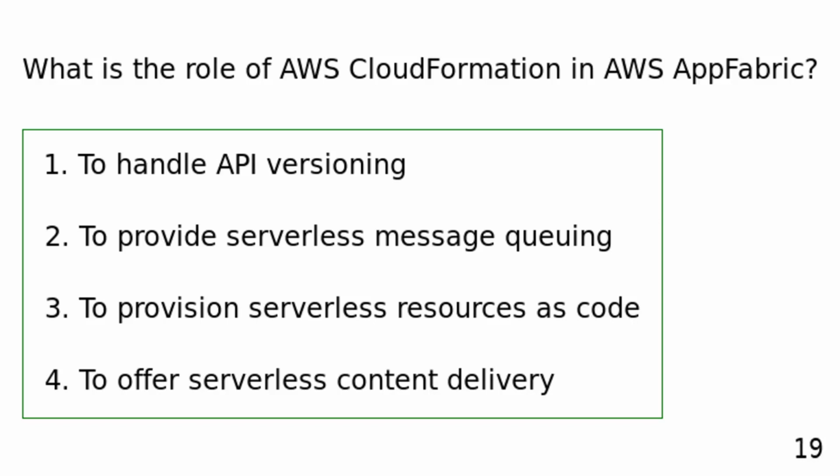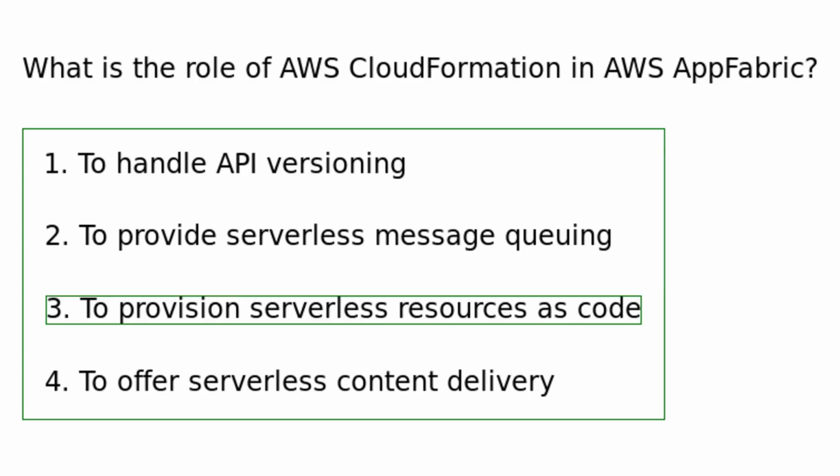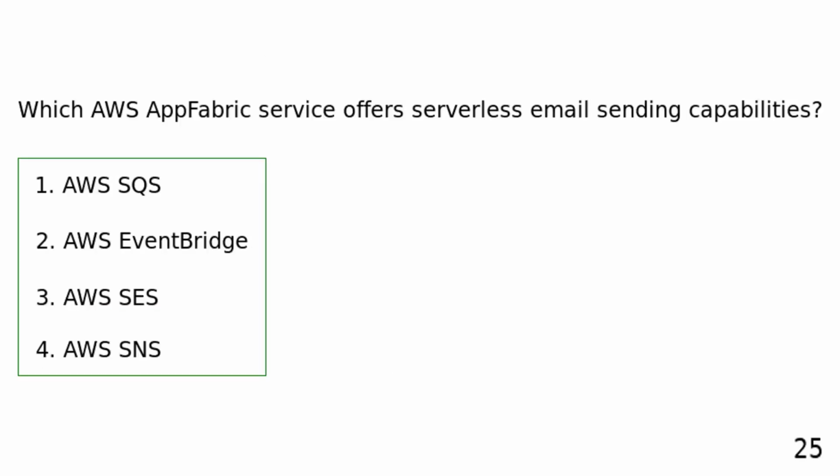What is the role of AWS CloudFormation in AWS AppFabric? To handle API versioning. To provide serverless message queuing. To provision serverless resources as code. To offer serverless content delivery. AWS CloudFormation in AppFabric enables infrastructure as code for serverless applications, allowing developers to define and provision all resources in a declarative template.